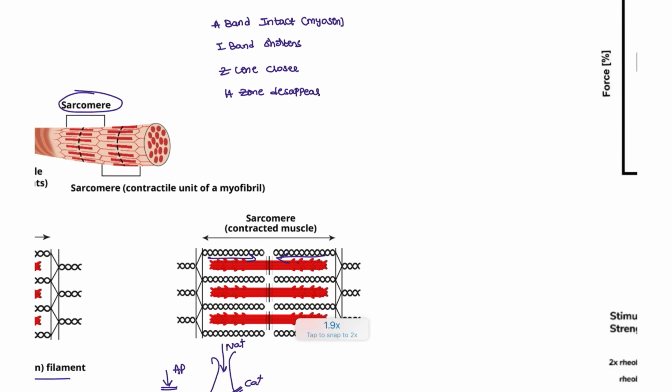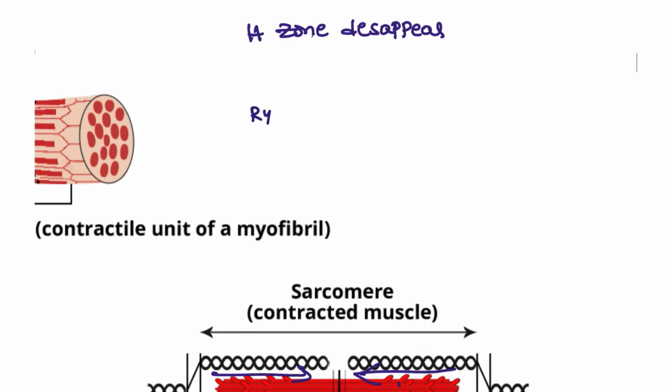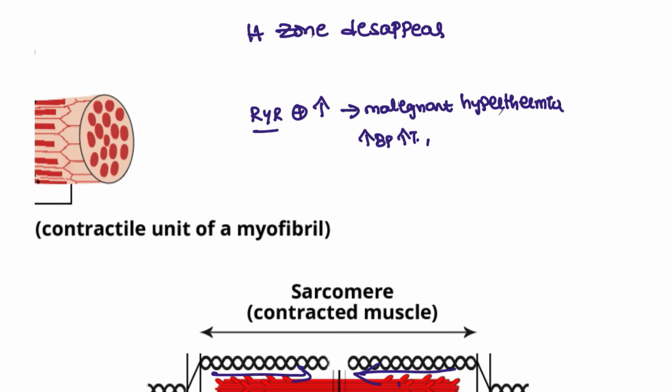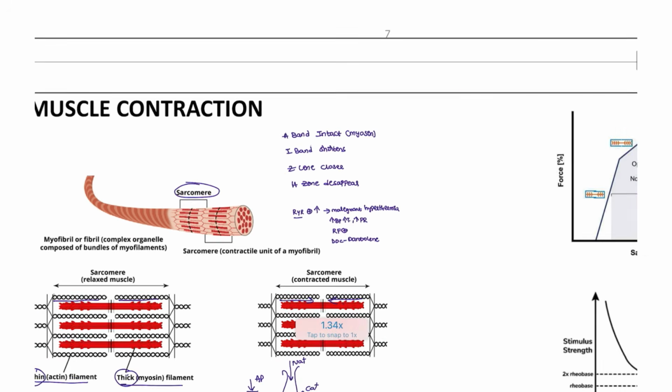Okay. Next, the ryanodine receptor. If there is a high activity of the ryanodine receptor, it is going to cause malignant hyperthermia. The patient will have increased blood pressure, increased temperature, and increased pulse rate, and renal failure can progress in this patient. The drug of choice to treat this condition is dantrolene sodium. We have to give it to this patient.